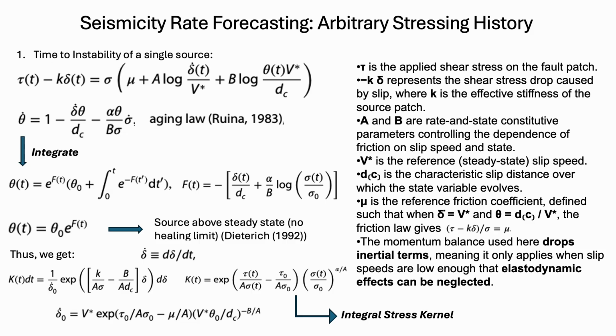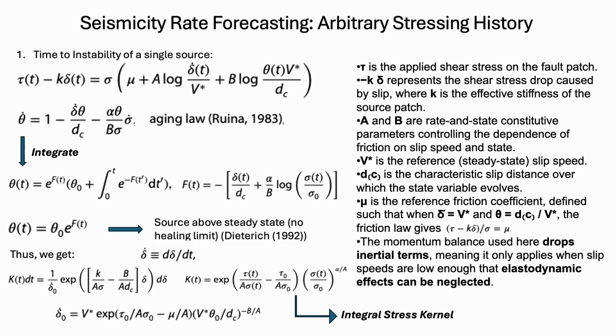K(t) dt is equal to this big term over here, wherein this K(t) term is something called an integral stress kernel, which is a function of the time varying shear stress and the time varying normal stress. And this integral kernel will help us see how seismicity rate evolves with the changing stressing history.